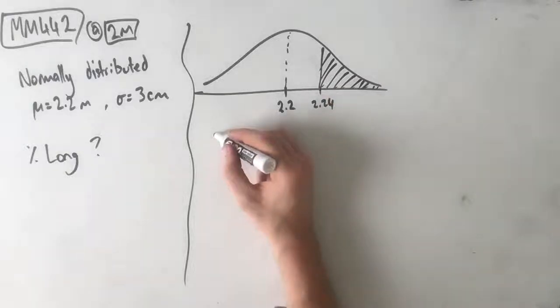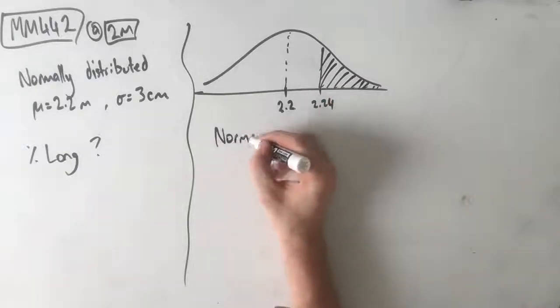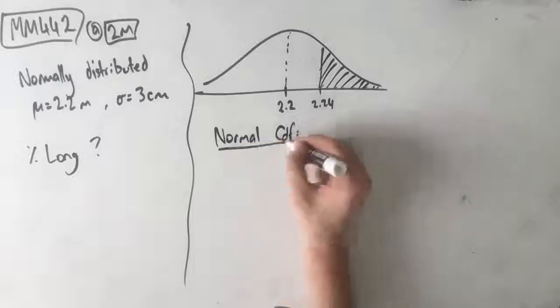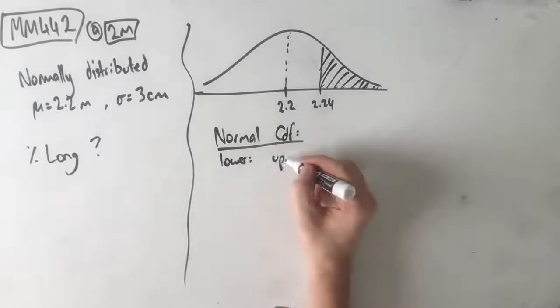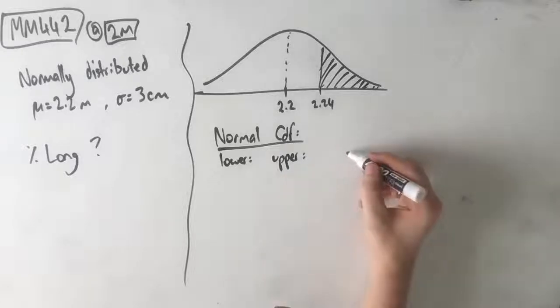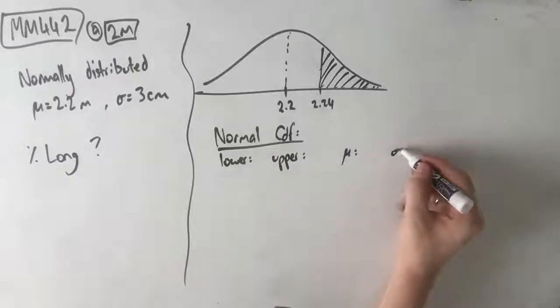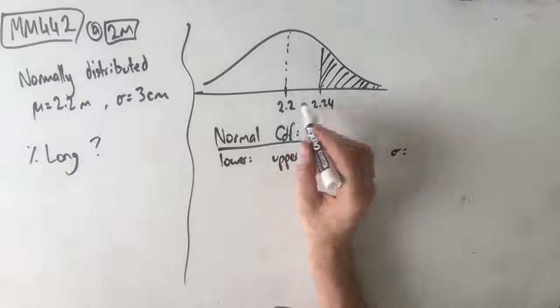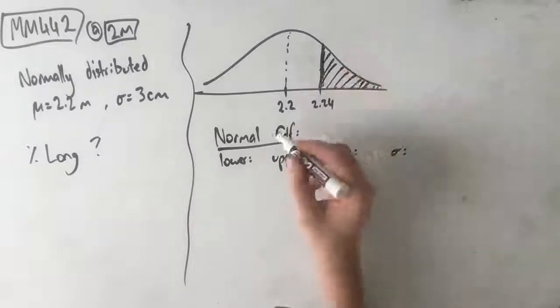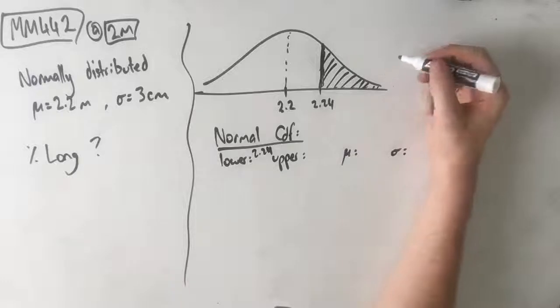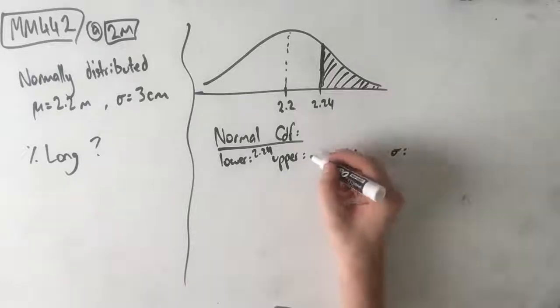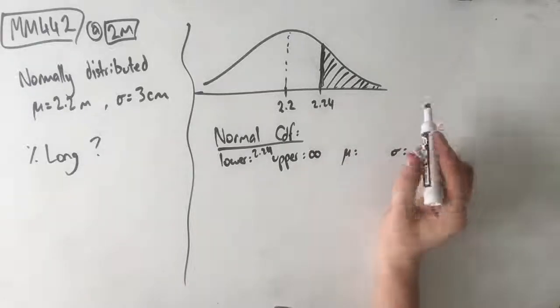And how do we do that? Using our normal CDF. So we go into our CAS and say our normal CDF, it's going to ask us for 4 things. So lower, upper, mean, and standard deviation. Now our lower is our lower bound point, which in this case is our 2.24. Upper bound is our upper bound. We don't have one technically, so in this case our upper bound is going to be infinity.